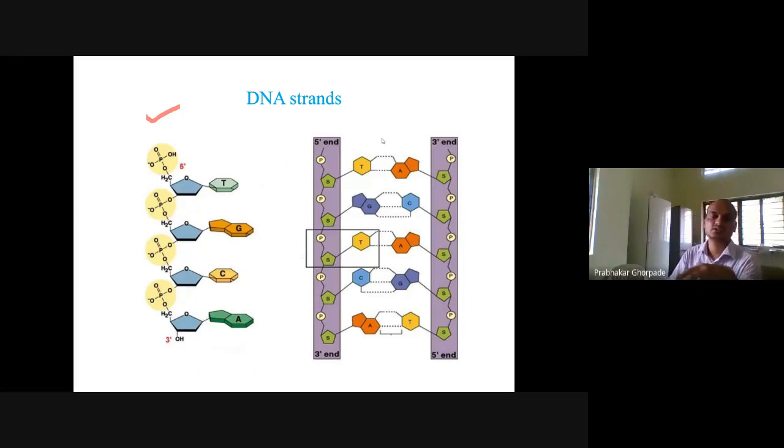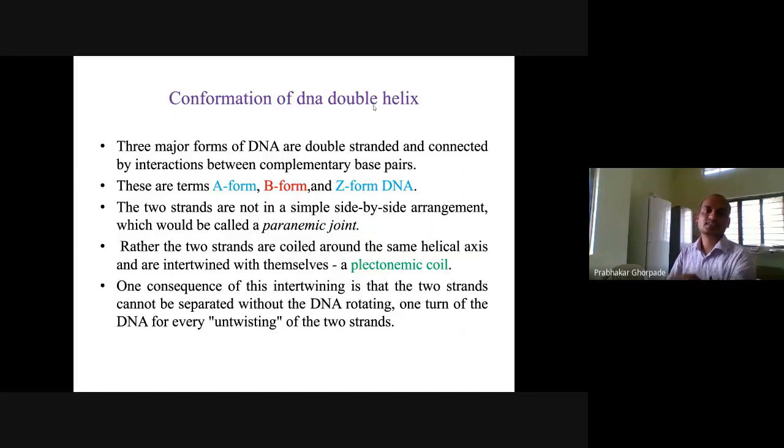The hydrogen bond is quite a weak bond. If you heat DNA, it tends to break apart. Like in polymerase chain reaction, the DNA can come apart at the denaturing temperature of 94 degrees Celsius. But the phosphodiester bond is a covalent bond and won't break easily. So this is one point about DNA strands.